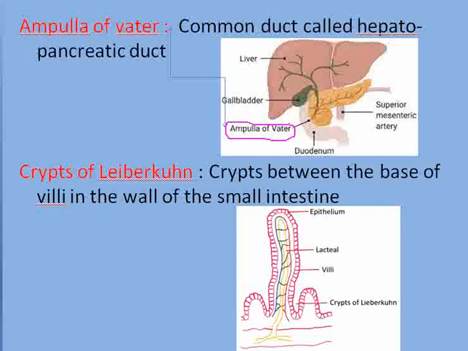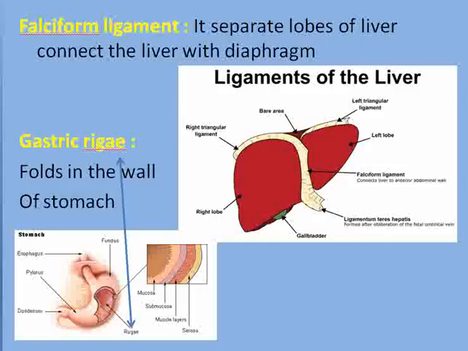Then the second one, crypts of Lieberkühn. In the diagram it is mentioned in this area. So this particular area is called the crypts of Lieberkühn. These are some technical terms which are not mentioned in all the textbooks, so that is why I am giving some importance to these terms.